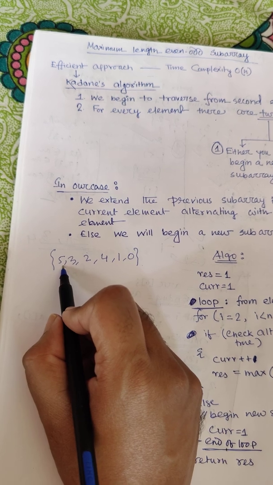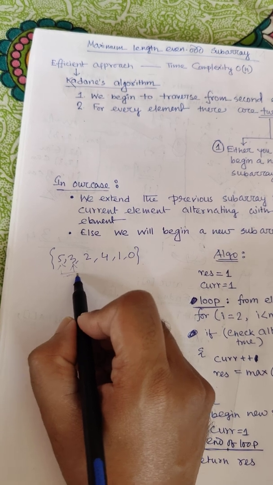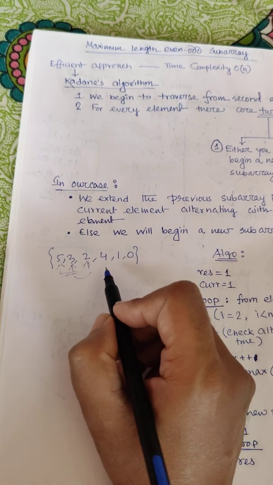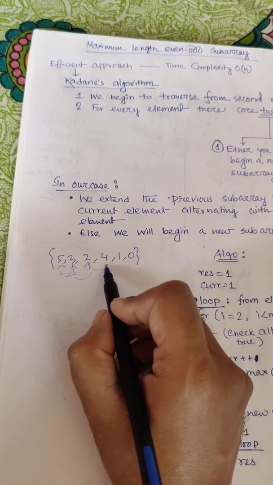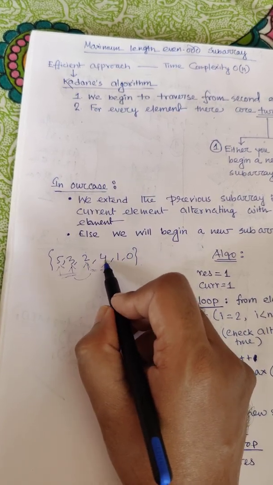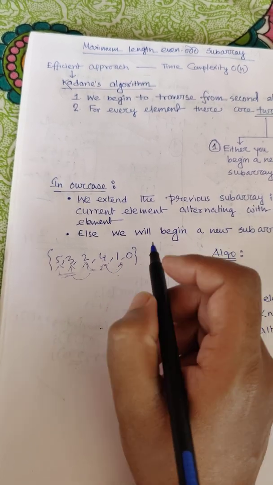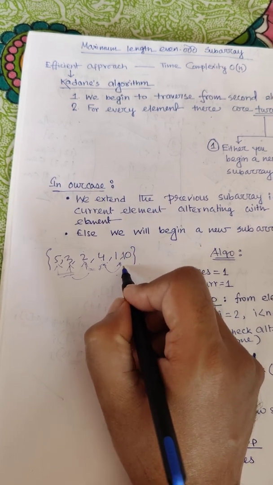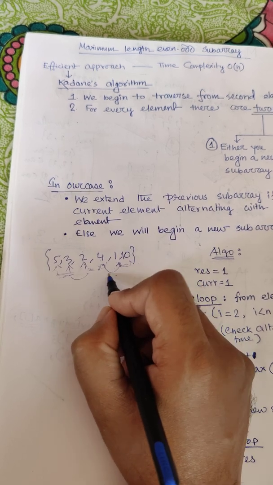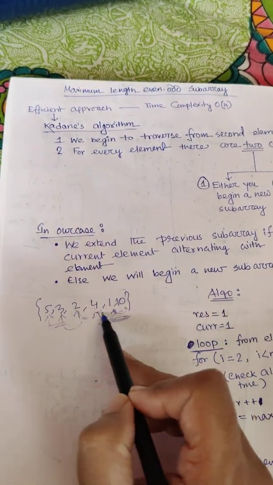So 5 is an odd number, 3 is also an odd number, so this subarray doesn't work, right? But after 3 there is 2, yes, so we will get a count over here. But after 2, 4 comes, so you don't get any count, because this is even, 2, 4. And 4 and 1, there is one count. And suppose after 1 we have 0, so we will get a count over here, and that is going to be the result. This is going to be our subarray, right?